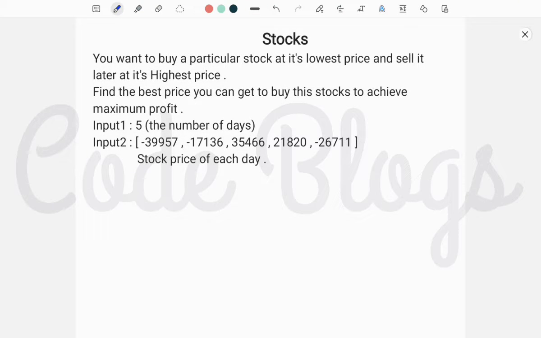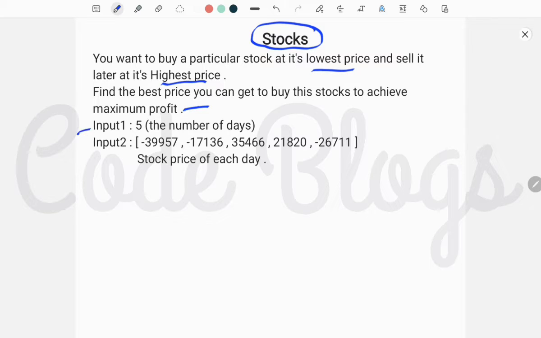So in this video I want to discuss another problem of an OPTUM coding question, that means the OPTUM company. The question name is stocks. The question is: you want to buy a particular stock at its lowest price and sell it at its highest price. Your task is to find the best price you can get to buy the stock to achieve maximum profit. So your target is to get maximum profit.